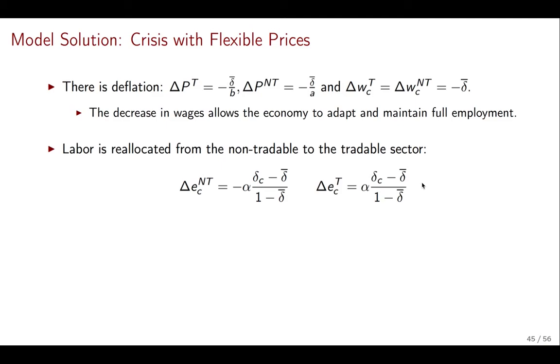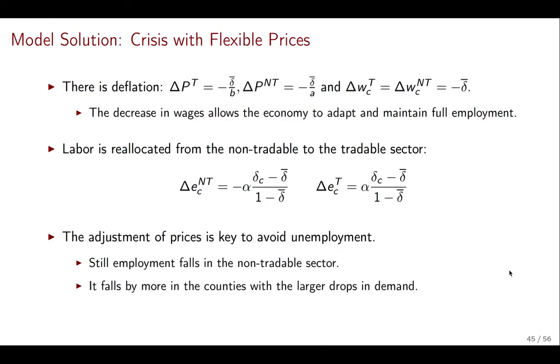In counties where the demand shock is small, so it's lower than average, the opposite thing is going to happen. Non-tradable employment is going to go up, and then tradable employment is going to go down. The adjustment of prices is key to avoid unemployment. And even though that's happening, employment is going to fall in the non-tradable sector in the hardest hit areas, just as the evidence that we covered before told us. And it's going to fall more in counties with the larger drops in demand.